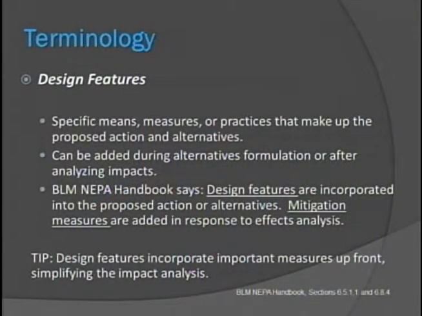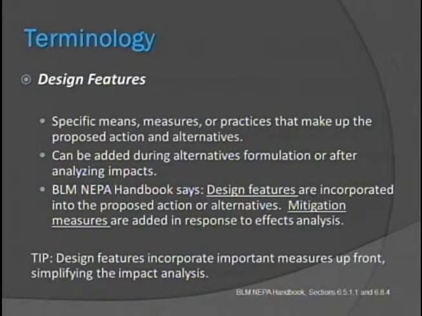Next, I wanted to clarify the difference between mitigation and design features. Design features are specific measures that are included as part of the proposed action or alternatives. They can be added at any point in the process to minimize impacts as long as the applicant, if it's not the BLM, agrees to include them. Design features are encouraged since they can lead to a simpler impact analysis by incorporating important protection measures up front.